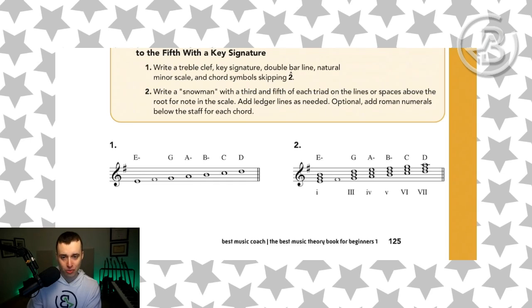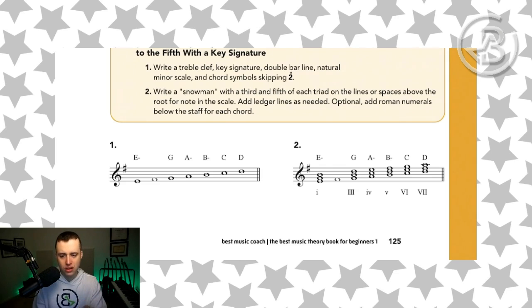Now, to harmonize a natural minor scale to the fifth with the key signature, all you need to do is write your treble clef, your key signature, your double bar line, write your natural minor scale, add your chord symbols, and then just build snowmen. And because the key signature is going to make all the Fs sharp, for example, in the case of E minor, in the case of A minor, you don't actually need to put anything in the key signature, remember, because there's no sharp or flat notes in the key of C major or A minor, and those are the relative keys. Then you're done.